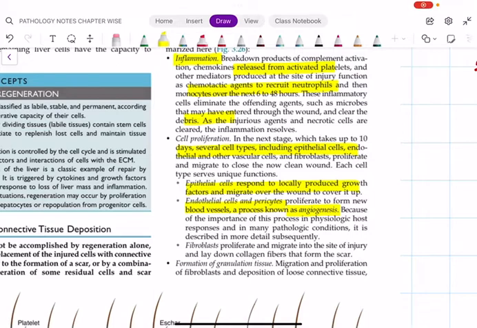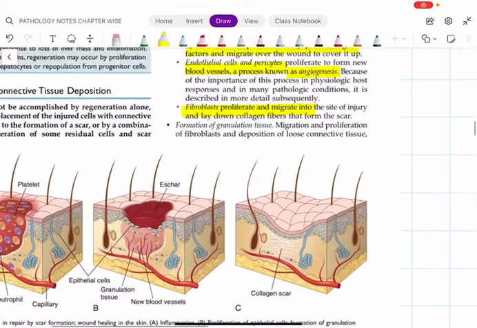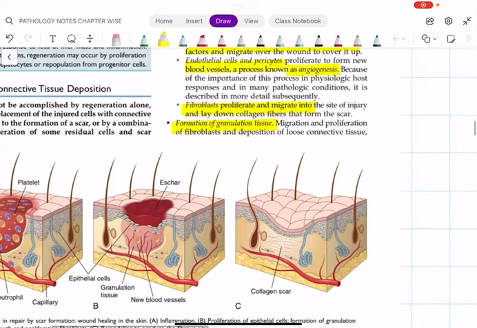We will see what conditions facilitate healing and what conditions inhibit healing. And the fibroblast lays down the collagen fibers. So when all these events occur, finally there will be deposition of fibroblasts and loose connective tissue, and that is what we call granulation tissue. You should not confuse granulation tissue.